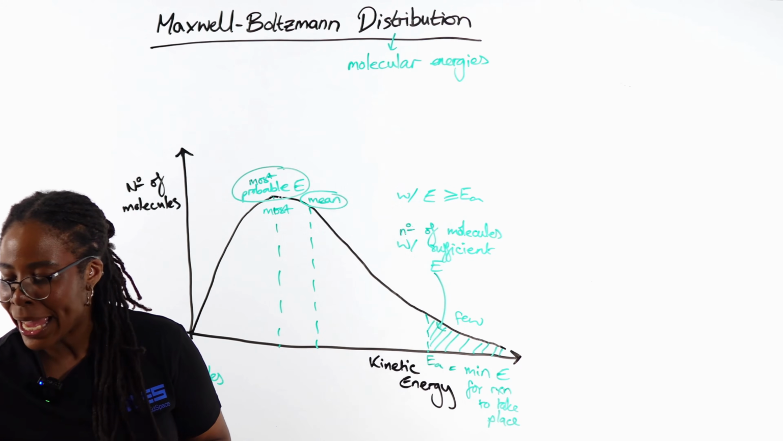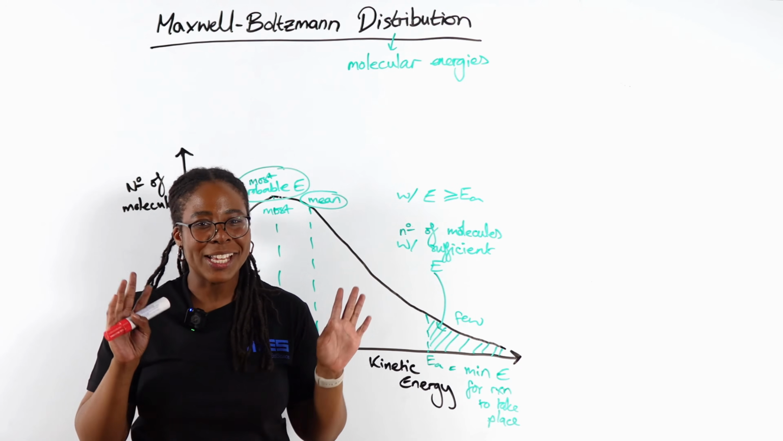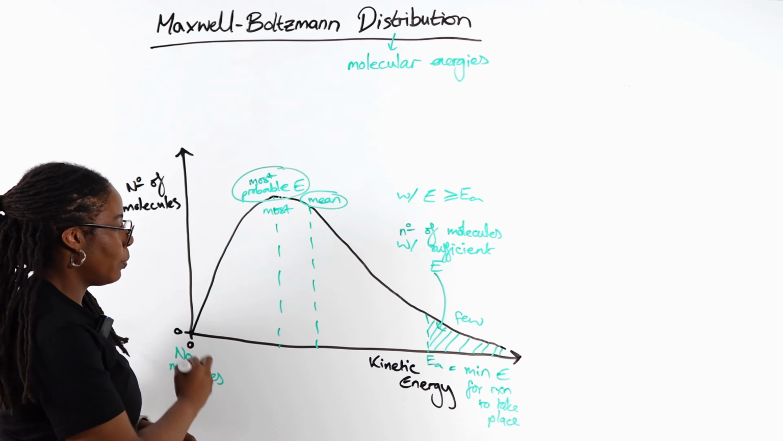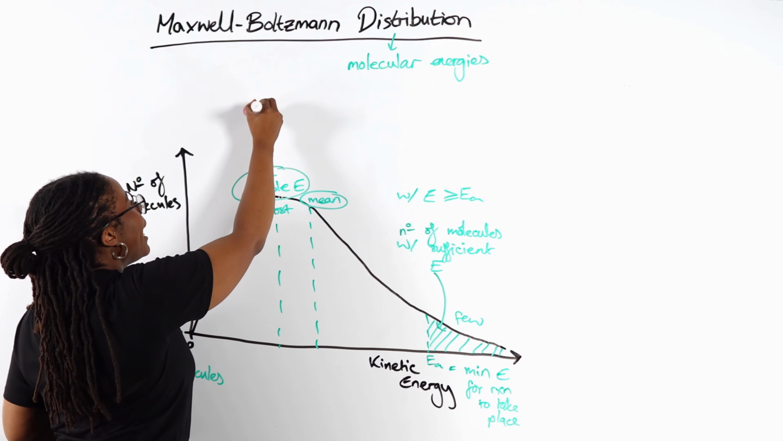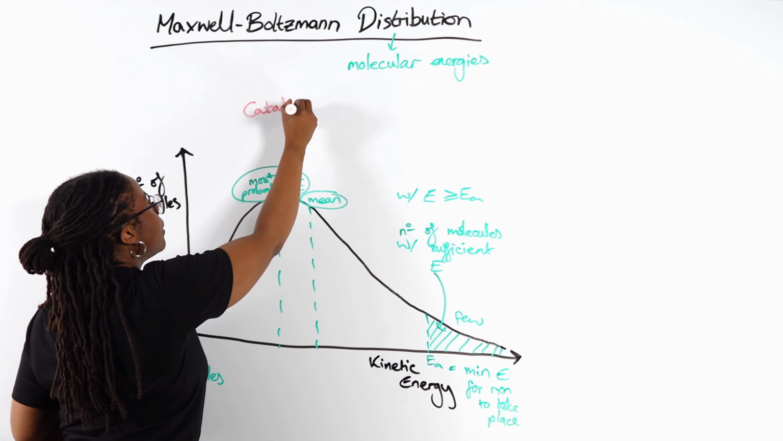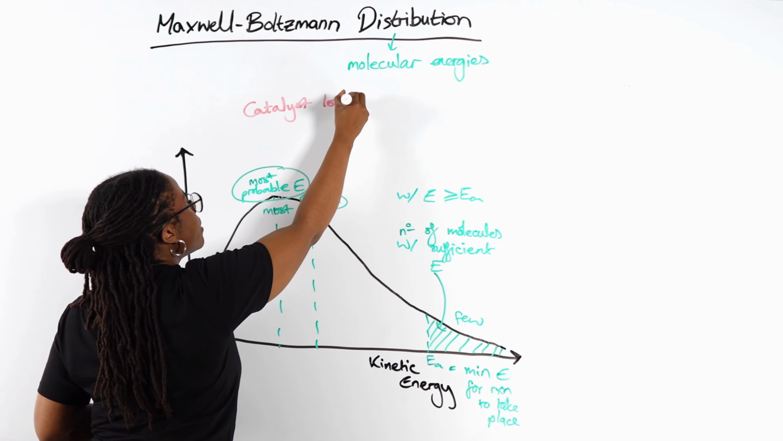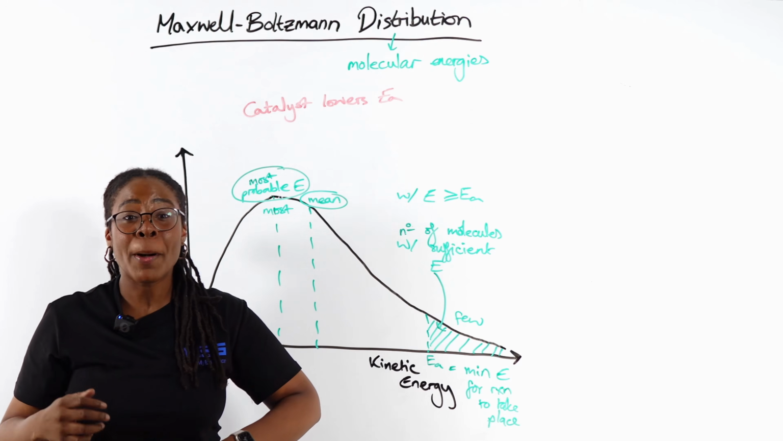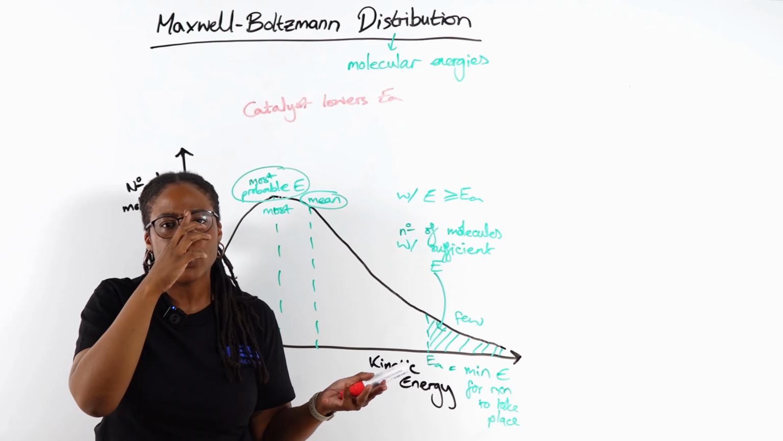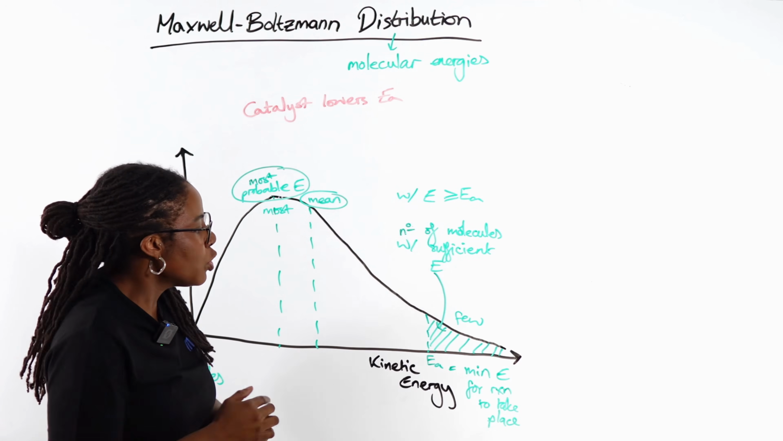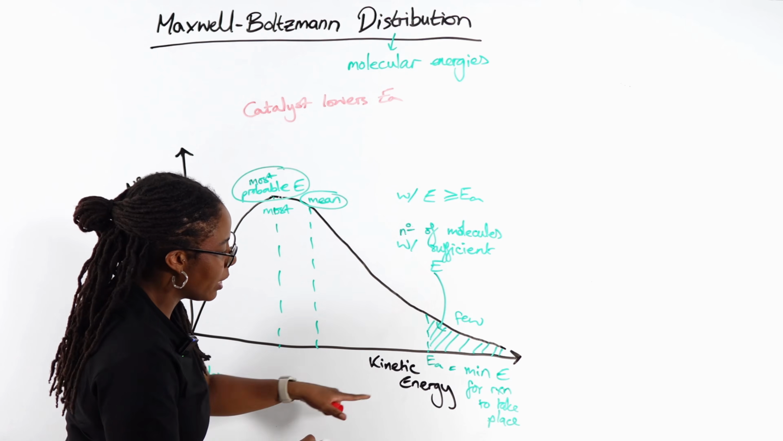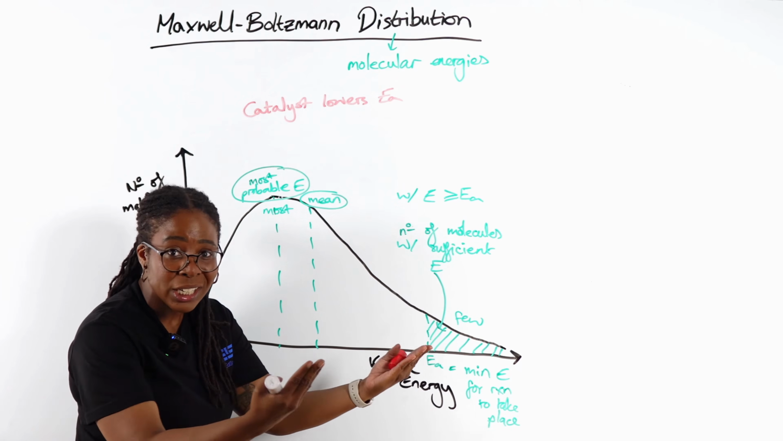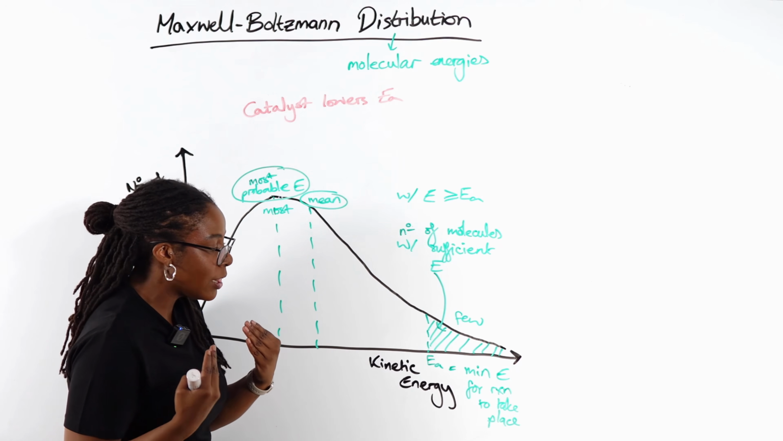If we start with a catalyst, because that's going to be the easier one to show, we know that a catalyst lowers the activation energy, right? It does that by providing an alternative pathway for the reaction to take place. So if we're lowering the activation energy, I'm going to now label on my curve a new activation energy that is lower in energy than the original one.